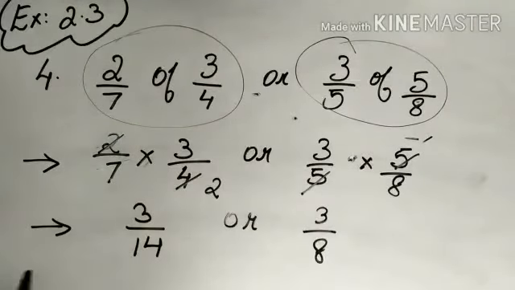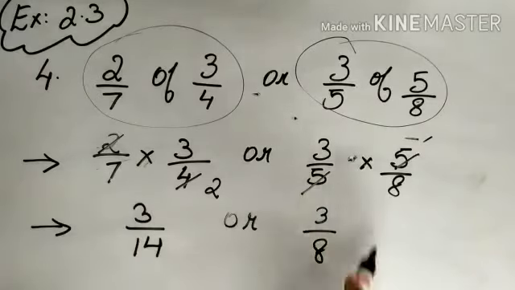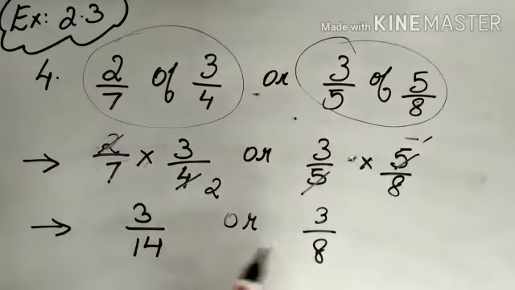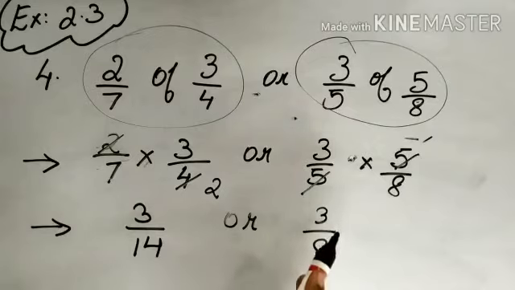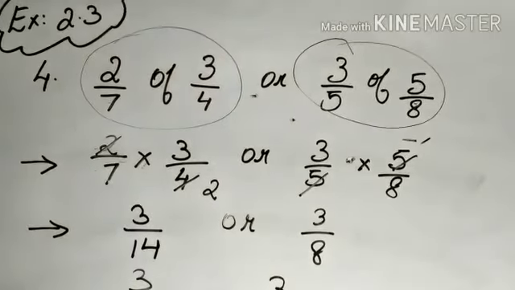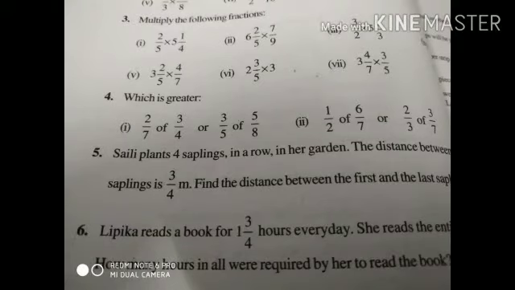Now we have learned that whenever the numerators are the same, the denominators can be compared to specify which fraction is greater. Whenever the numerator is the same, the fraction with the lesser denominator will be greater. So we can write 3 by 14 is less than 3 by 8 because 8 is less than 14. Getting back to the question, the second part you can try for yourself. It will be the same, the same method has to be applied. Now let's move on to the fifth question.